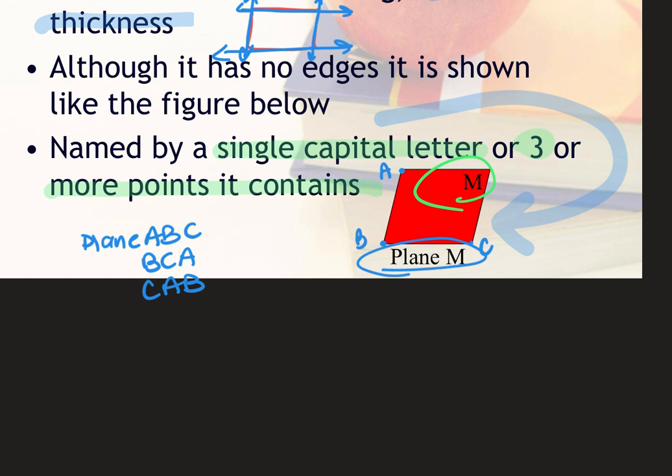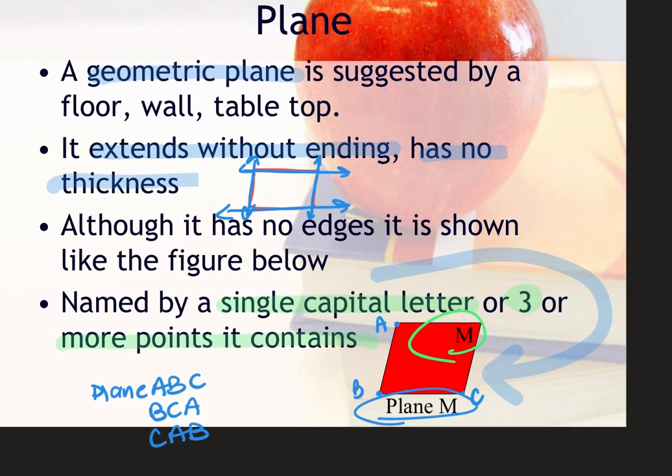If it had a dot next to it, now I would say that that's a point, and I can't use it by itself anymore in its name. I can call this ABM or MBC, something like that. But again, without that dot, M is the name of the plane, not a point on the plane.